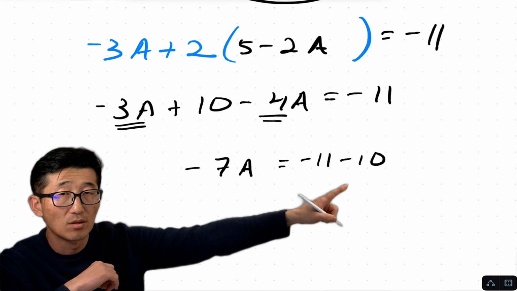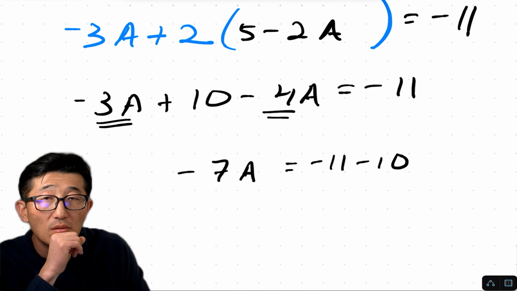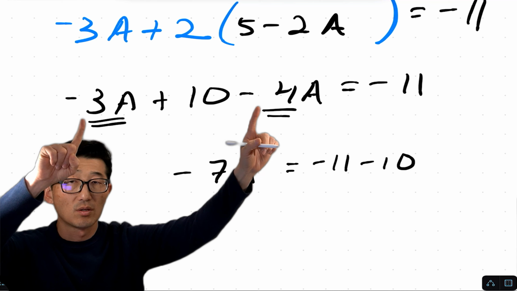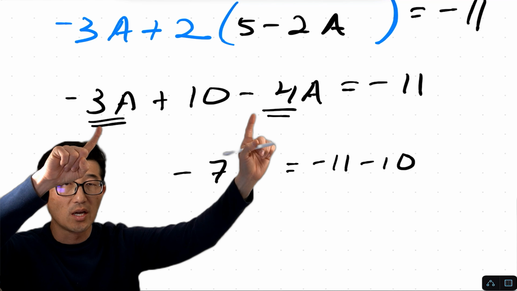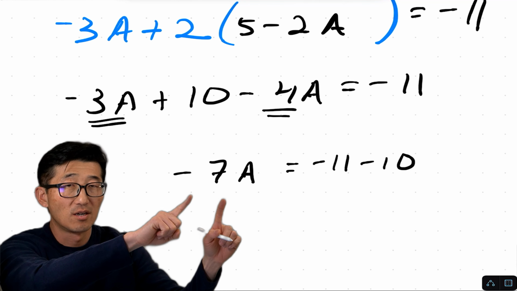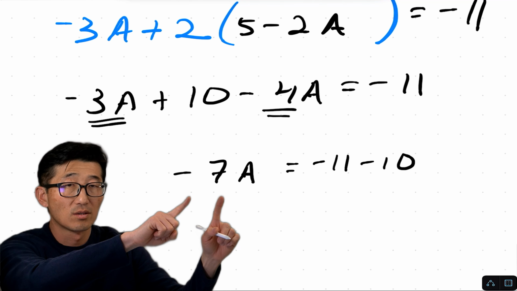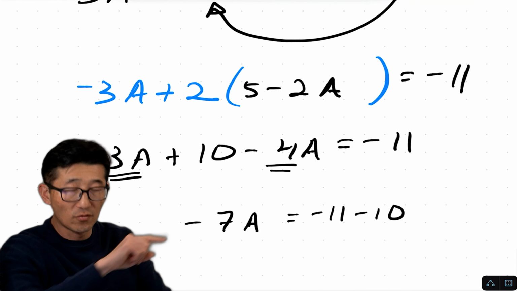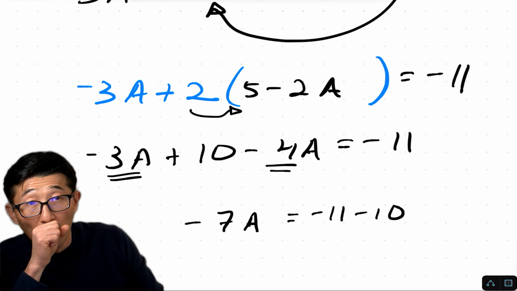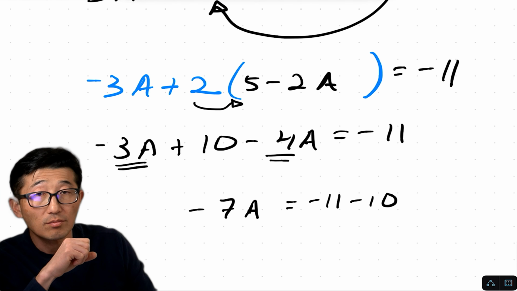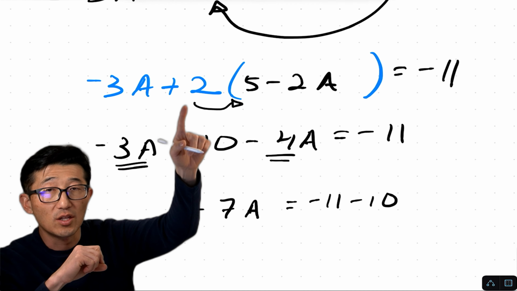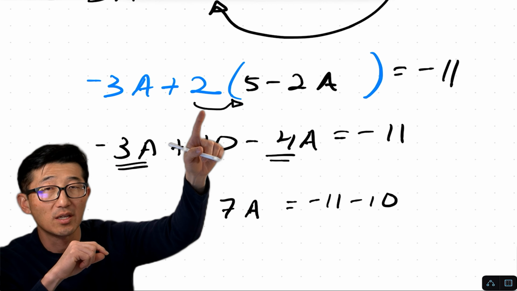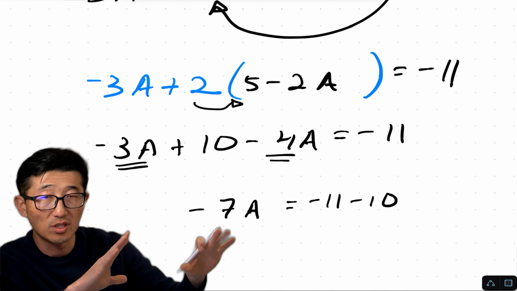Wait, sorry, where did you... Okay, wait. Negative 3a plus 10, well, I combine these two. Negative 3a and negative 4a becomes negative 7a. And where'd you get 10 from? Oh, this 10 right here? Yeah, from here. 2 times 5. So 2 times 5 is 10. And 2 times negative 2a will be negative 4a. I distributed the 2 in. Got it? Okay, so is it clear now?